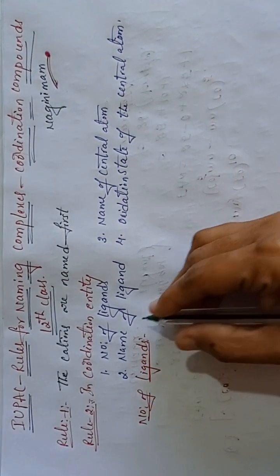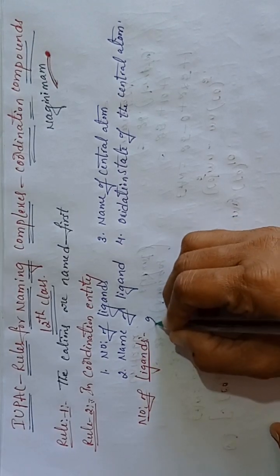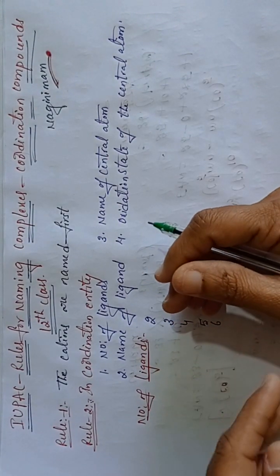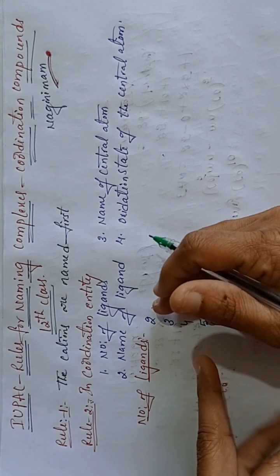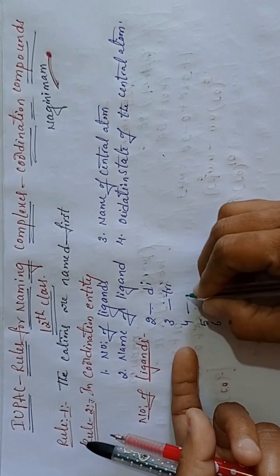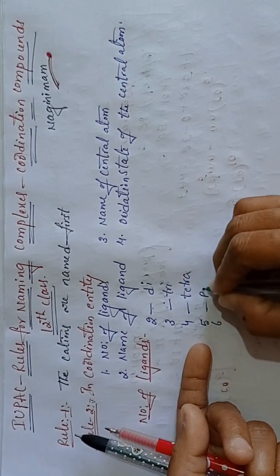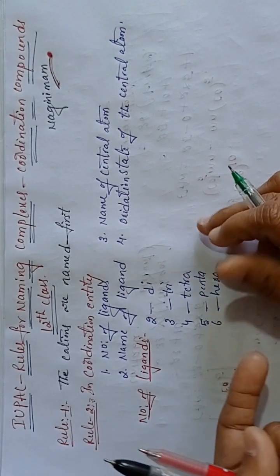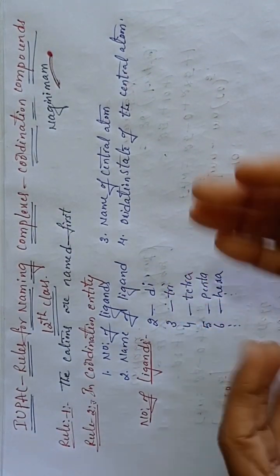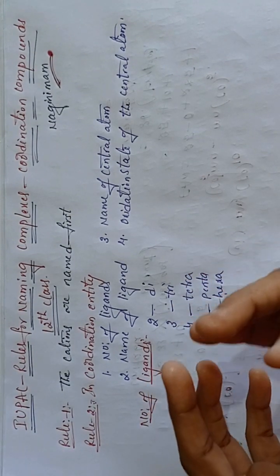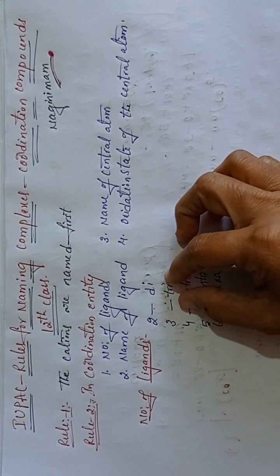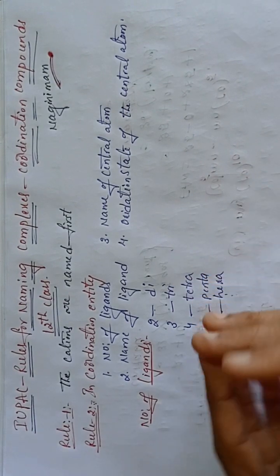Suppose I'm taking from 2: 2, 3, 4, 5, 6. Then what prefixes do we have to use? 2 means di, 3 means tri, 4 means tetra, penta, and 6 is hexa, and so on. So these prefixes we have to use, students. If in the given coordination compound 2 ligands are there, we have to use the prefix di; 3 means tri. So this is the number of ligands.